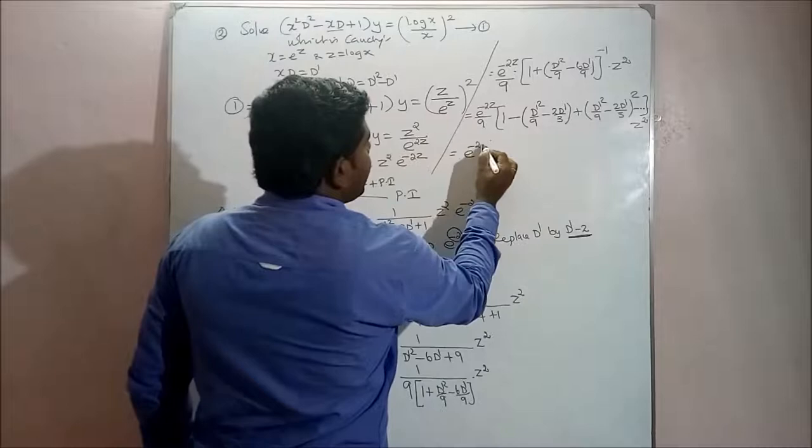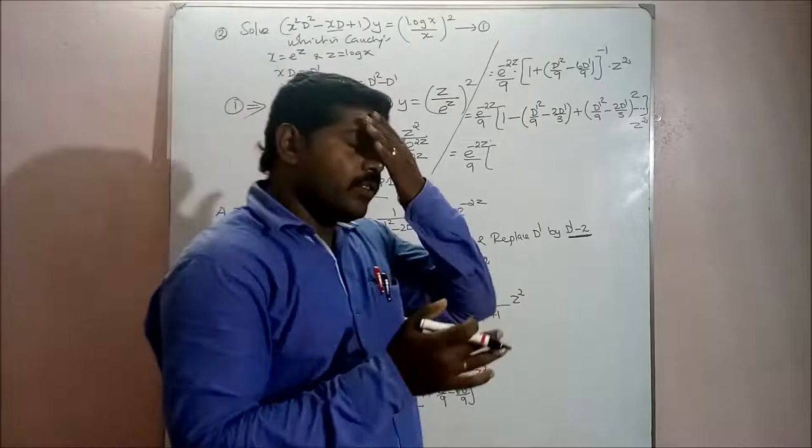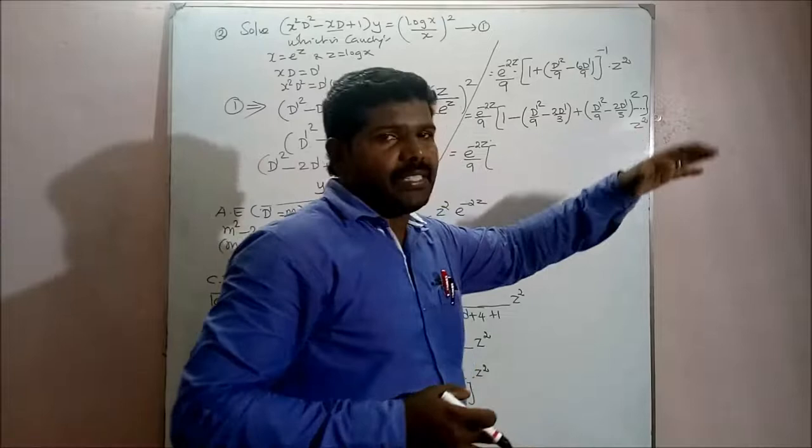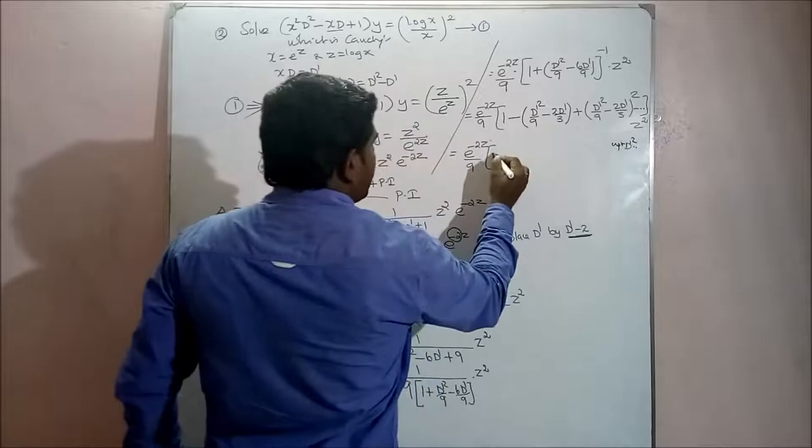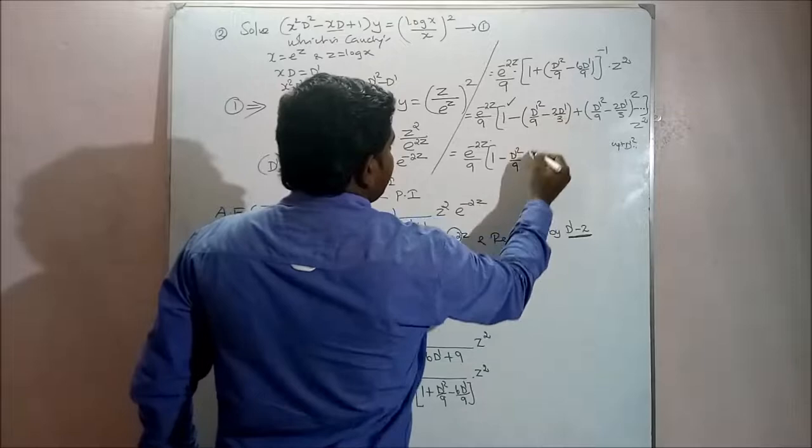So the lengthy series can be converted into a finite one. Lengthy-ah irukura series-a finite-ah convert pannuvom, depends on the power of z. So z-ku power poruthu D nam eduthukirom. z-ku power 2 irukuranaala we take up to D dash square, so D dash square varadula term eduthrom. So constant term eduthukinga, so minus D dash square by 9 eduthukinga. So plus 2D dash by 3 eduthukinga.